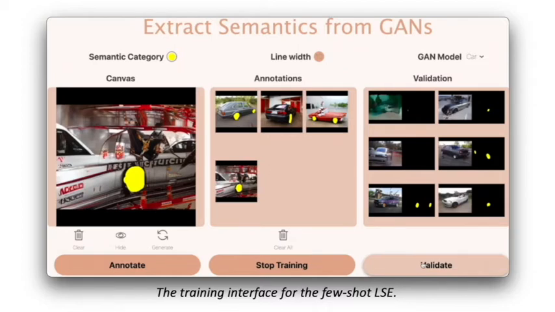Take the car-generating GAN as an example. The user wants to annotate the wheel. The validation panel on the right shows the extracted masks using the LSE model trained with the four annotations given by the user. The LSE successfully learns to extract the semantics of the wheel for any image generated by the GAN. The few-shot LSE can also enable novel image editing applications.